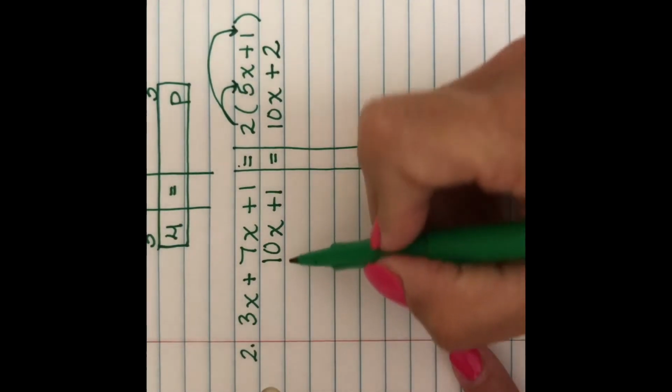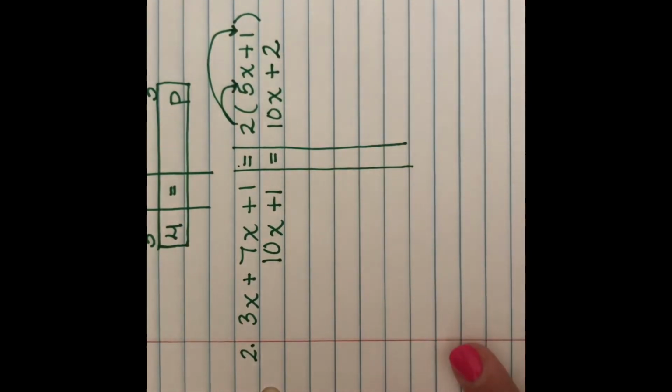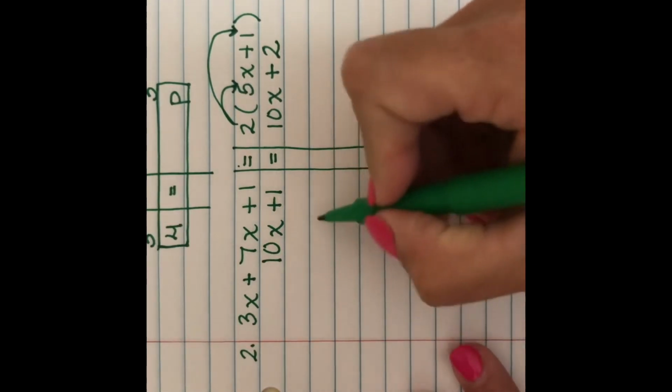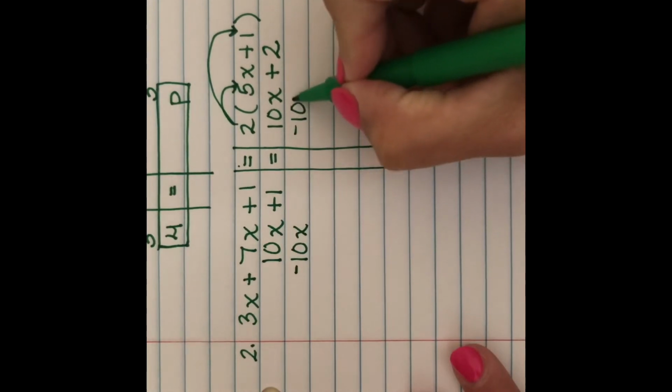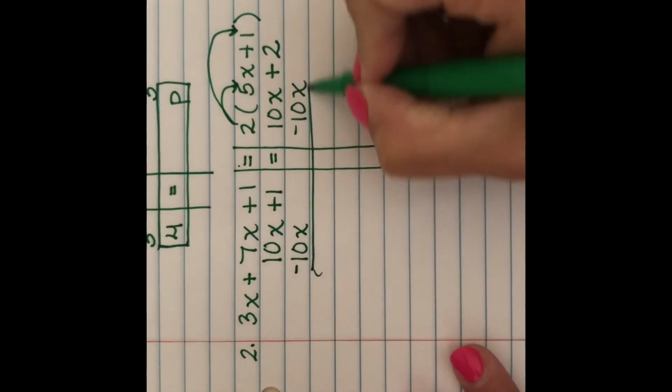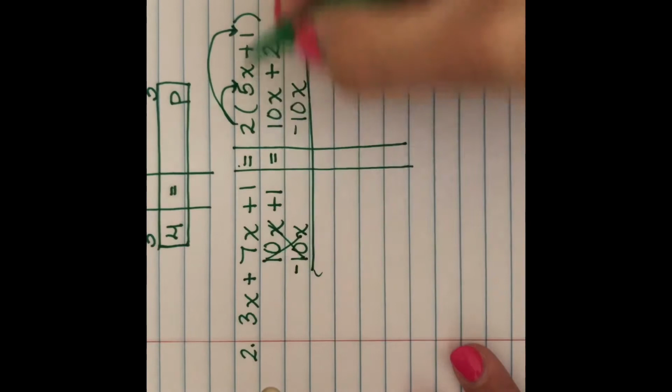It looks like they're actually both exactly the same, which tells me that this is probably going to have either no solution or infinitely many solutions, excuse me. So I am going to subtract 10x on both sides, and sure enough, both of my variables now make 0.